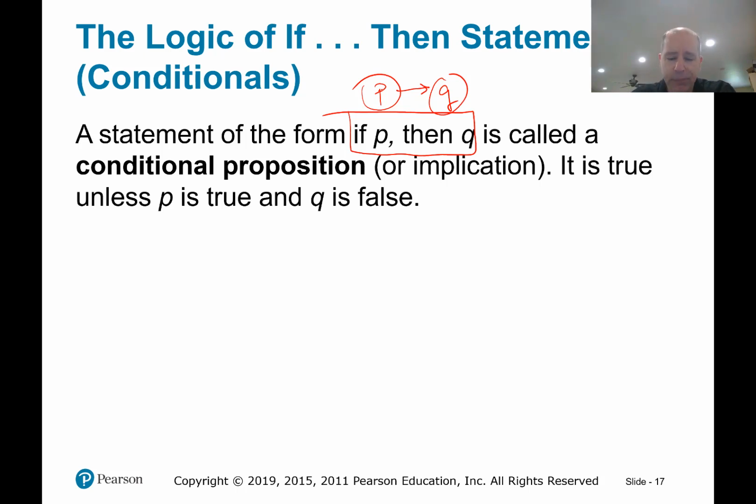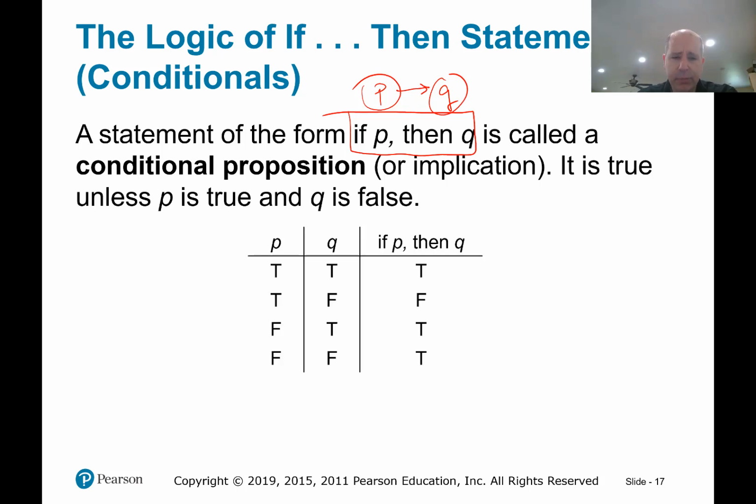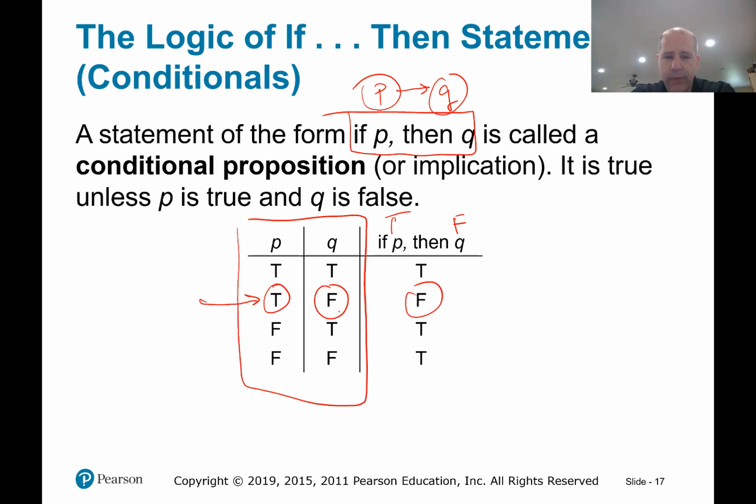Okay, so now let's look at the truth table here. Again, we've got our first two rows, always the same. And then of course, the only one that's false is this row here where we have a T followed by an F. So T followed by an F will give us a false statement. Otherwise, the statement is true.